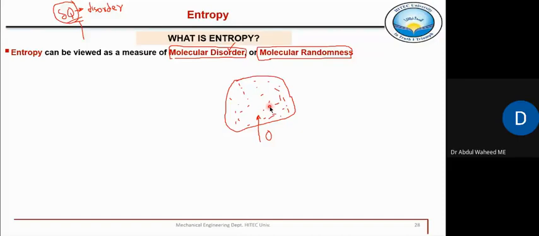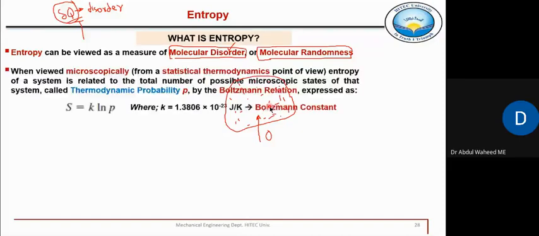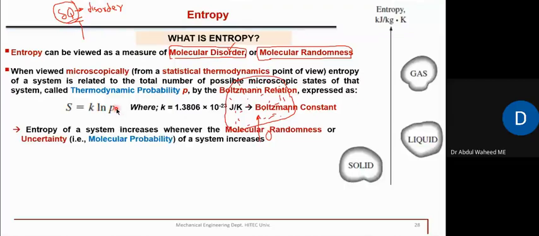From the macroscopic point of view, we use the equation del Q by T, but from the microscopic point of view, or from the point of view of statistical thermodynamics, entropy is given as S = k log P, where k is the Boltzmann constant, and what is P? P represents the probability, right? Or the probability of those molecules to be in one particular state.